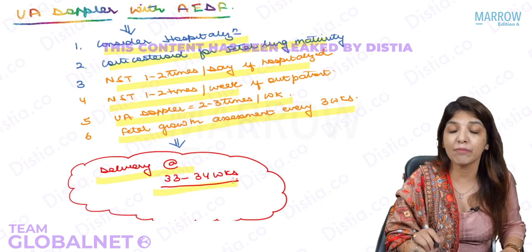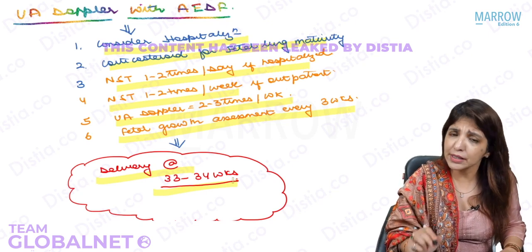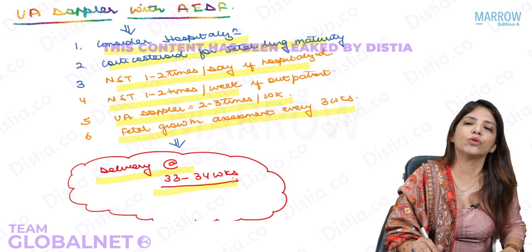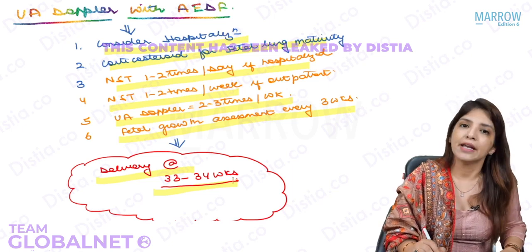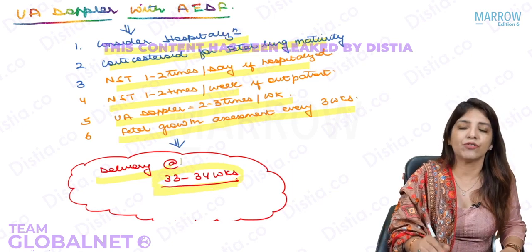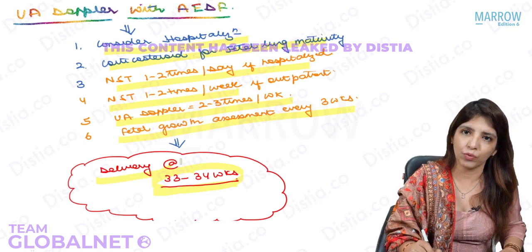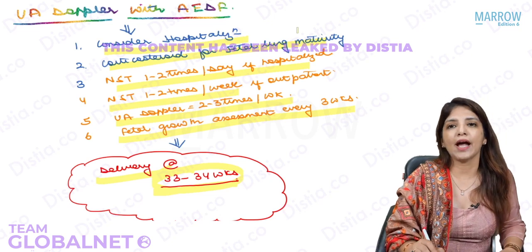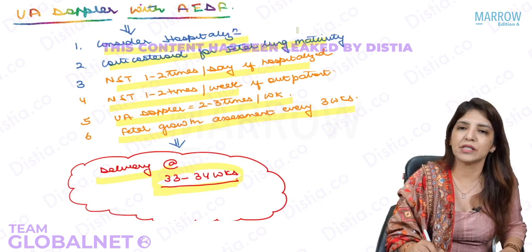Now, this is something new which I'm telling you. Till edition 5, we were saying that if there is absent end diastolic flow, the time of delivery is 34 weeks. Now the new Williams says that the time of delivery is between 33 to 34 weeks. And this is how you have to follow up a pregnancy where the Doppler is showing you absent end diastolic flow.